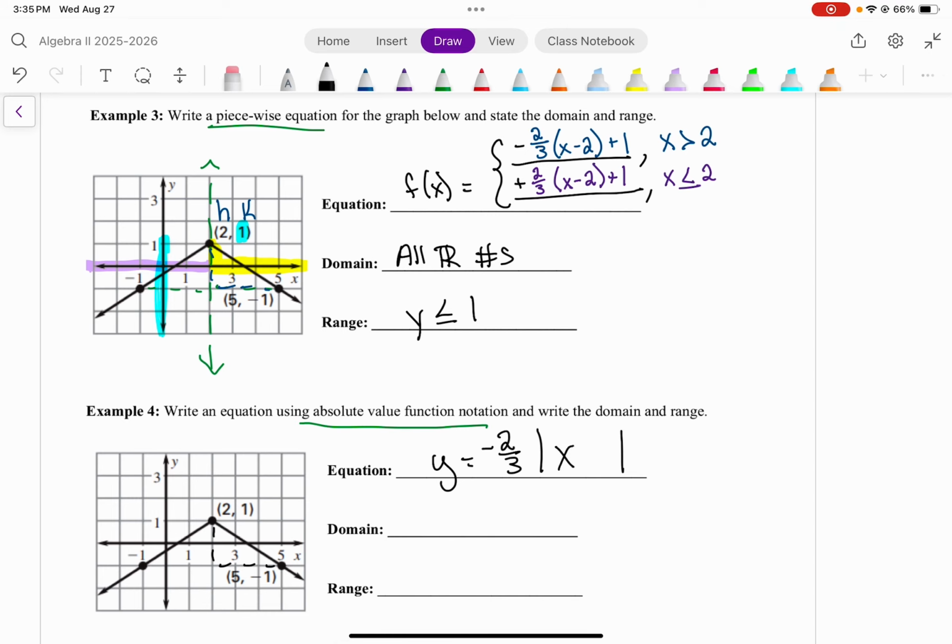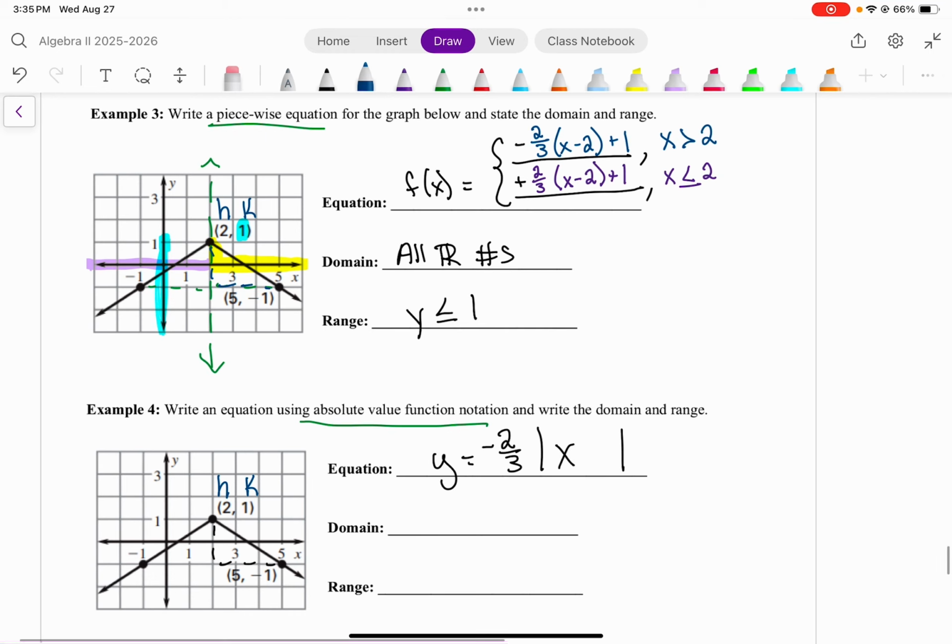Inside the absolute value, we have x and our h value. And remember, h is always the opposite of what it was in the vertex. In this one, h is a positive 2. In the equation, that means we're going to do minus 2. K goes outside of the absolute value sign and is the same. So we'll put a plus 1 at the end of our graph.